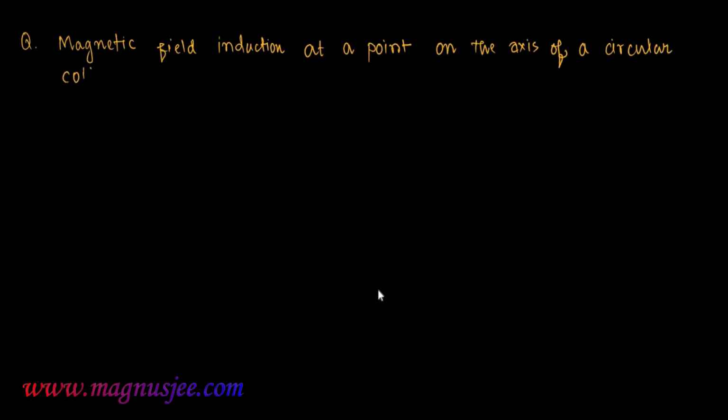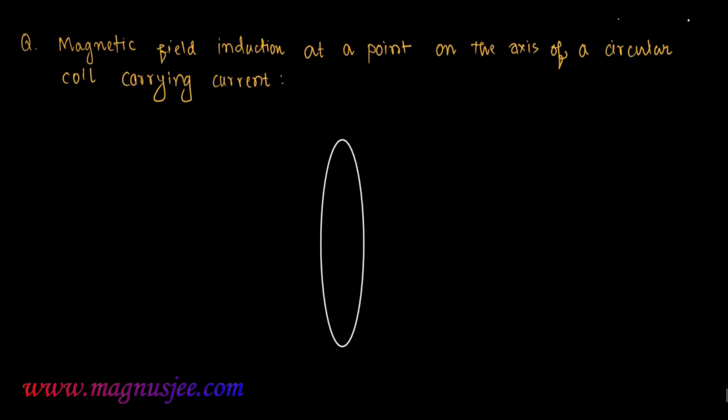Magnetic field induction at a point on the axis of a current carrying circular coil. Magnetic field at a point on the axis of a current carrying circular coil, that is on the axis of a circular coil carrying current I.